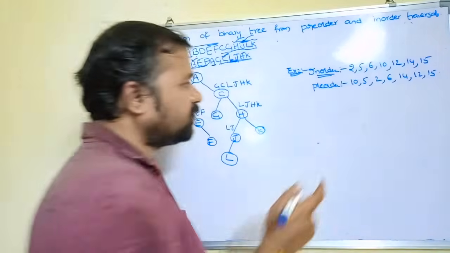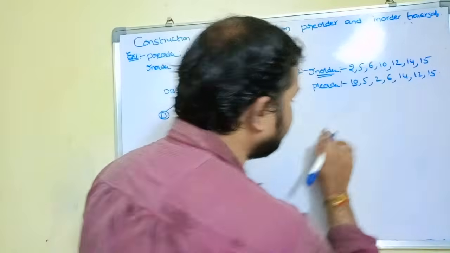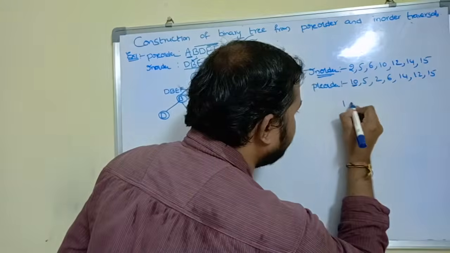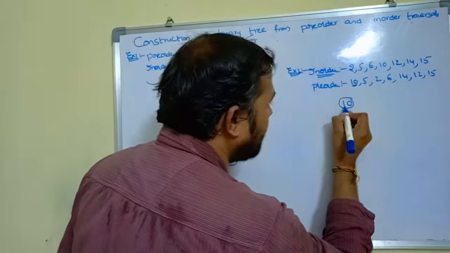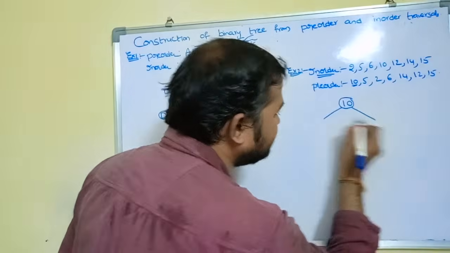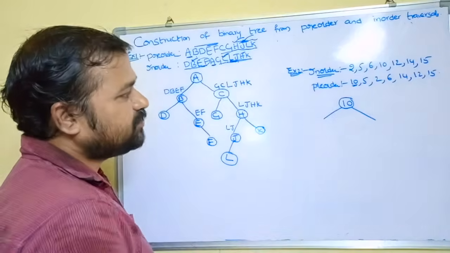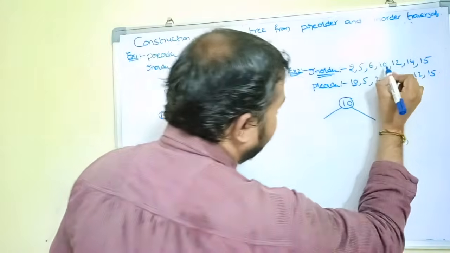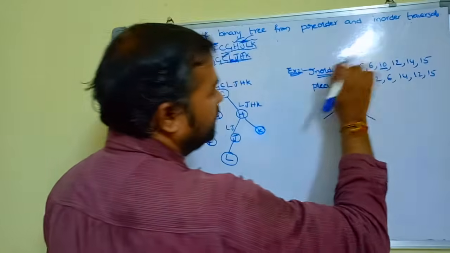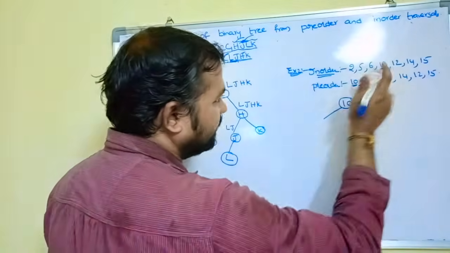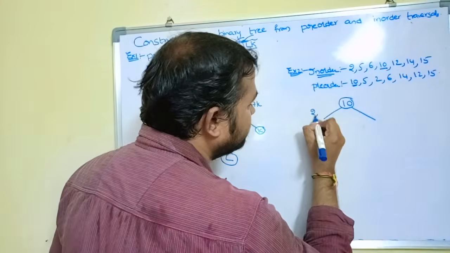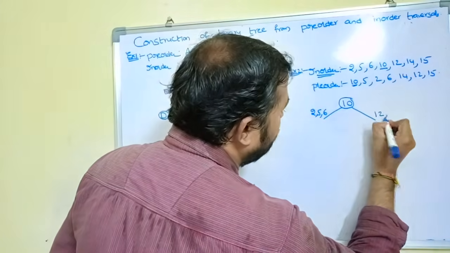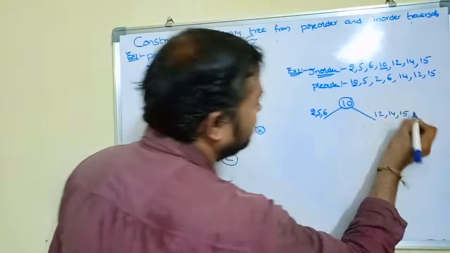Okay, so what is the first node in preorder traversal? 10. So 10 will become the root node. Next we have to determine the left subtree and the right subtree of 10. So in order to determine the subtrees, we have to go to the inorder traversal and search for 10. So this is 10 here. So inorder means left, root, right. So 2, 5, 6 is nothing but left subtree elements, whereas 12, 14 and 15 is nothing but right subtree elements.